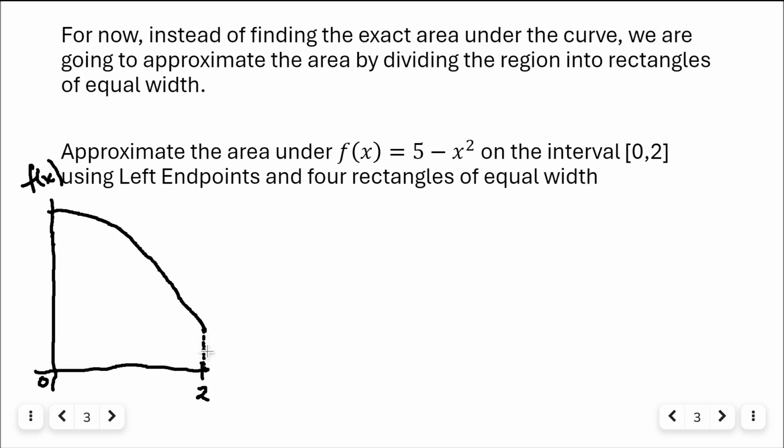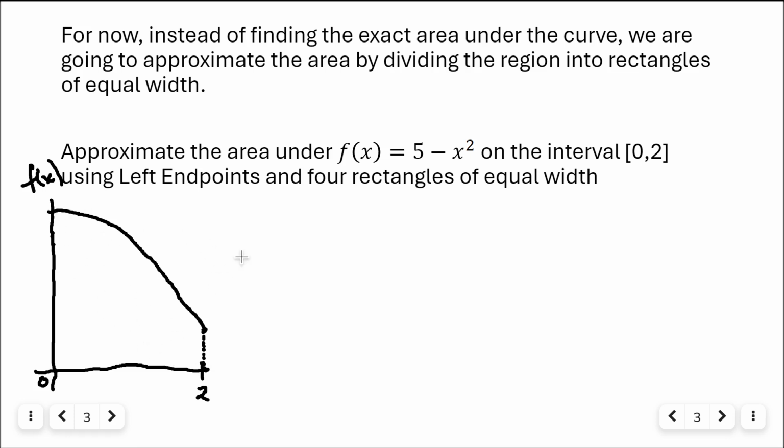And again, just so you understand, this point can't end up on the x-axis because if I plug 2 into f, 5 minus 2 squared is 1. So really this is 1 here. So I can't put this point on the x-axis. It would be nice if I could, but I can't. But this is the area that I want to calculate.